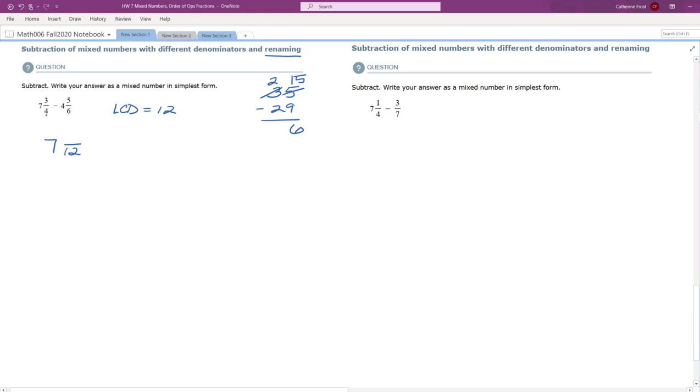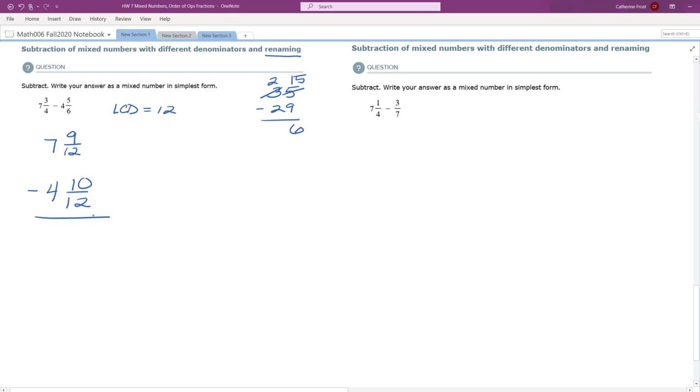So 3/4 I'm writing as something over 12. We would need to multiply 4 times 3 to get 12, so 3 times 3 is 9. And then minus 4 and 5/6, something over 12. And so I think I need to multiply by 2, right? 6 times 2 is 12, so 5 times 2 is 10. And so now we look at this and we are at this kind of situation.